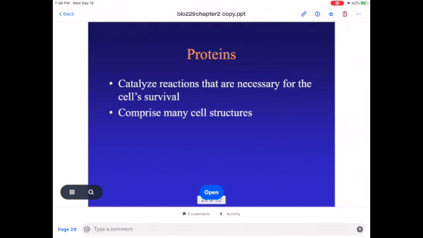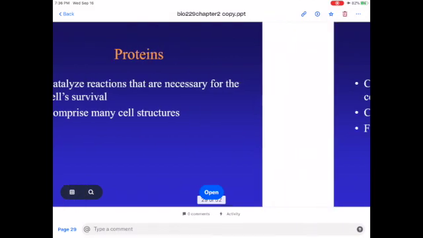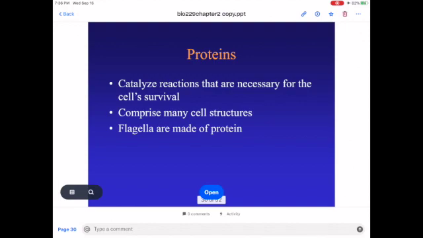Some proteins comprise different cell structures. So for example, this is not a very well done PowerPoint here, but down here, flagella are made of protein. That is an example of a cellular structure that is made of protein. A flagellum is like a tail that a lot of cells use for locomotion, for movement. E. coli has tons of flagella, and that's one of the ways that it moves through a liquid medium. So bacterial flagella are made of protein.